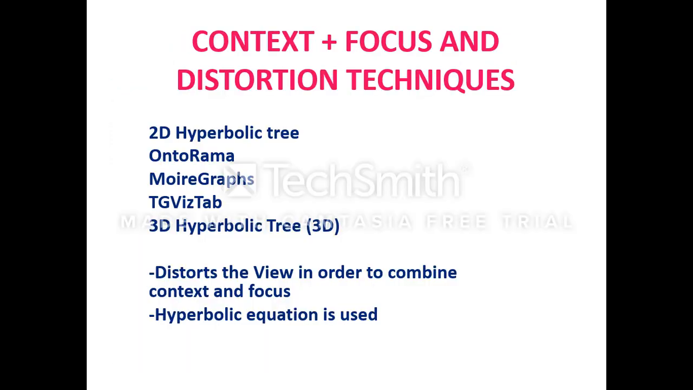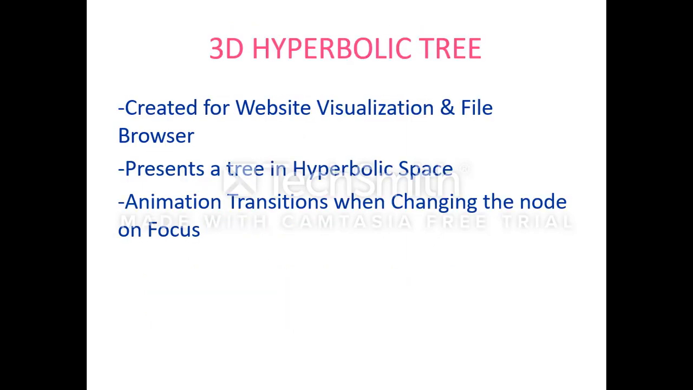Next, we discuss our fifth group of methods, the context with focus and distortion techniques. This group of techniques is based on the notion of distorting the view of the presented graph in order to combine context and focus. A hyperbolic equation is usually used to achieve that. We discuss one of the methods, 3D hyperbolic tree.